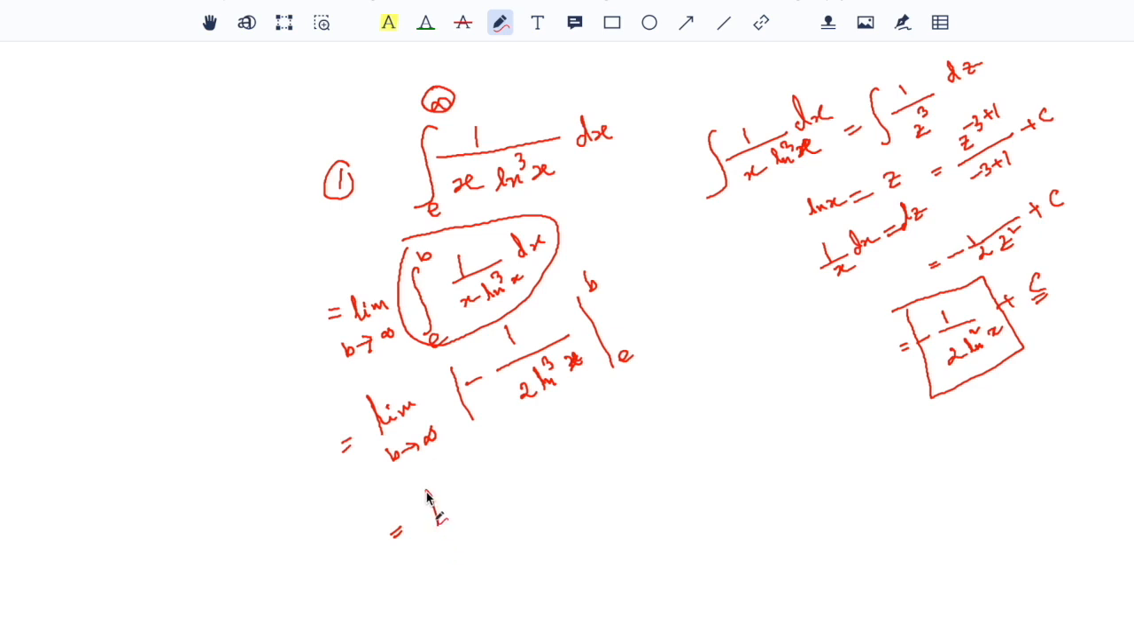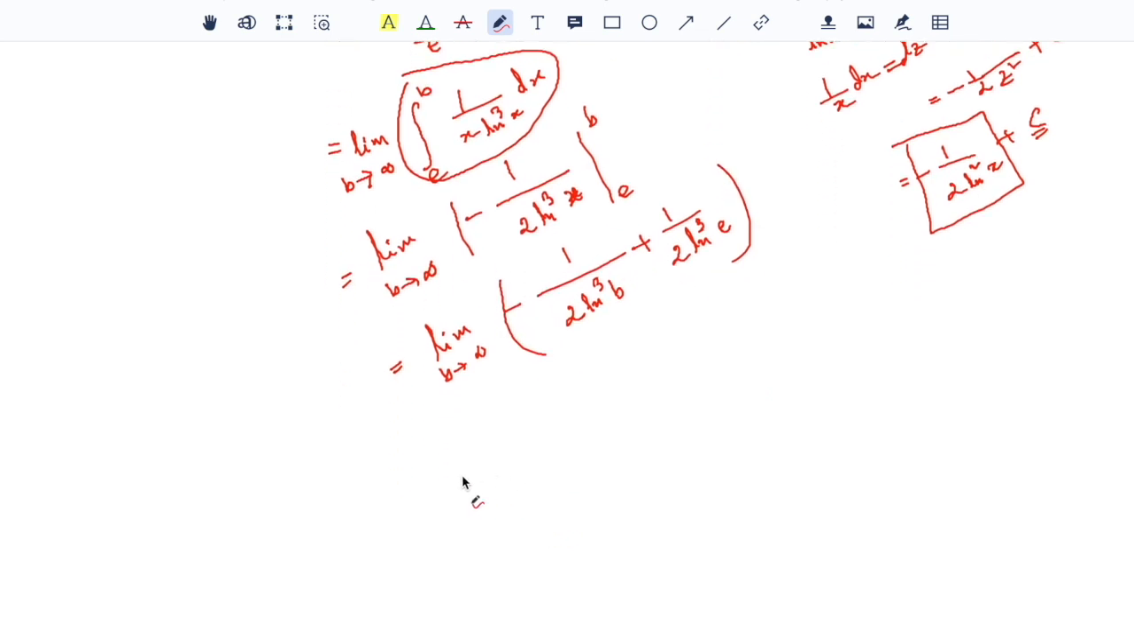So this equals limit b tends to infinity. If you put b first, then it will be minus 1 by 2 ln cube b. Minus and minus will make plus. If you put e, it will be 1 half ln cube e.